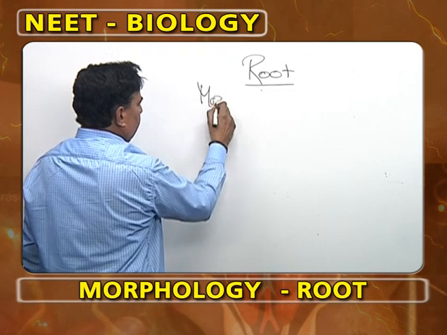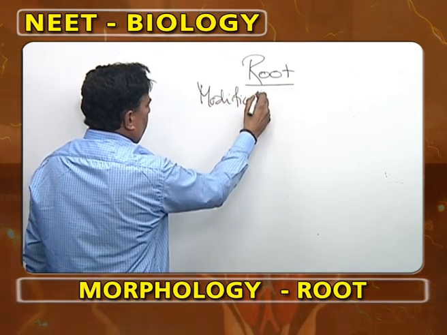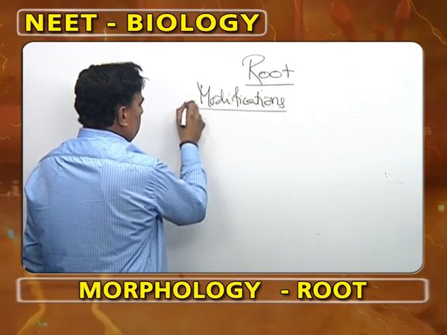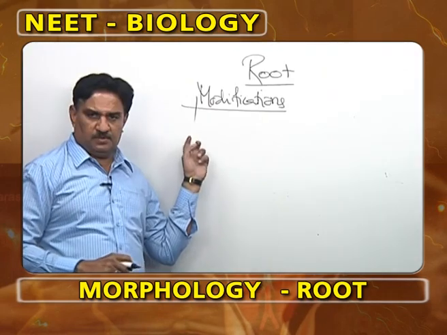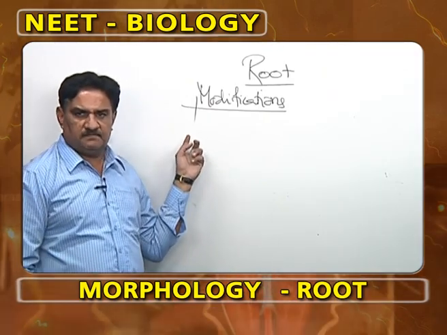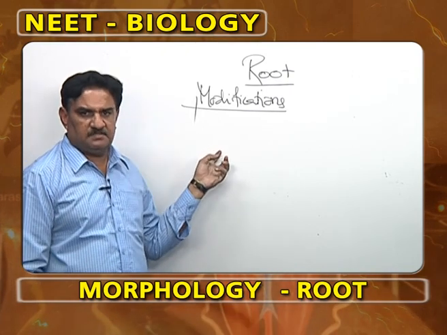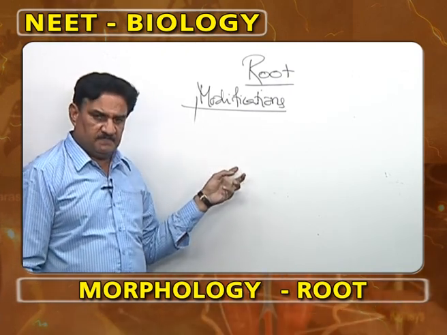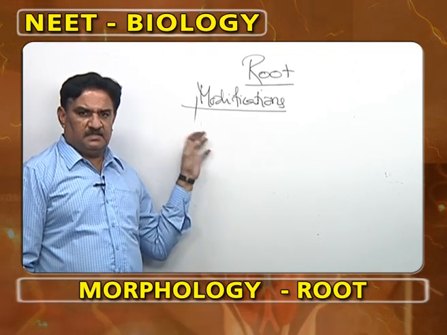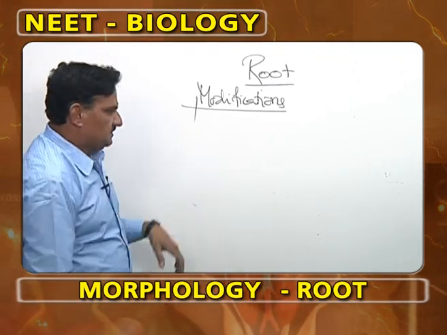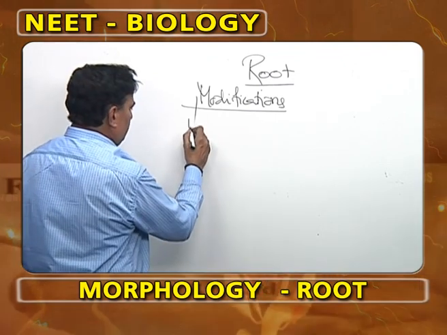Next comes modifications. Any permanent change that occurs in a root to store food material, to perform a mechanical function, or to do some special function, or to provide mechanical support, whatever it may be, that is popularly called modification. Root modifications are of different types.